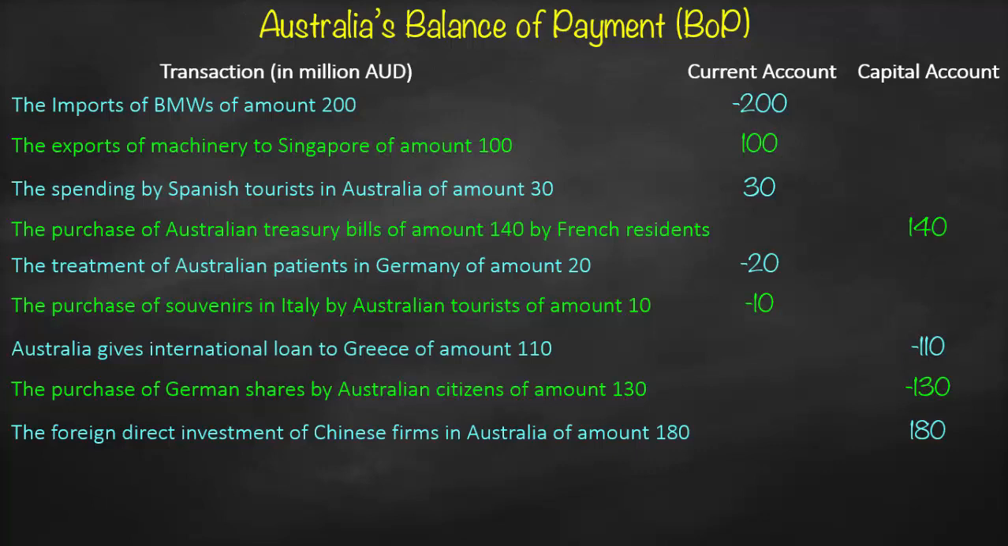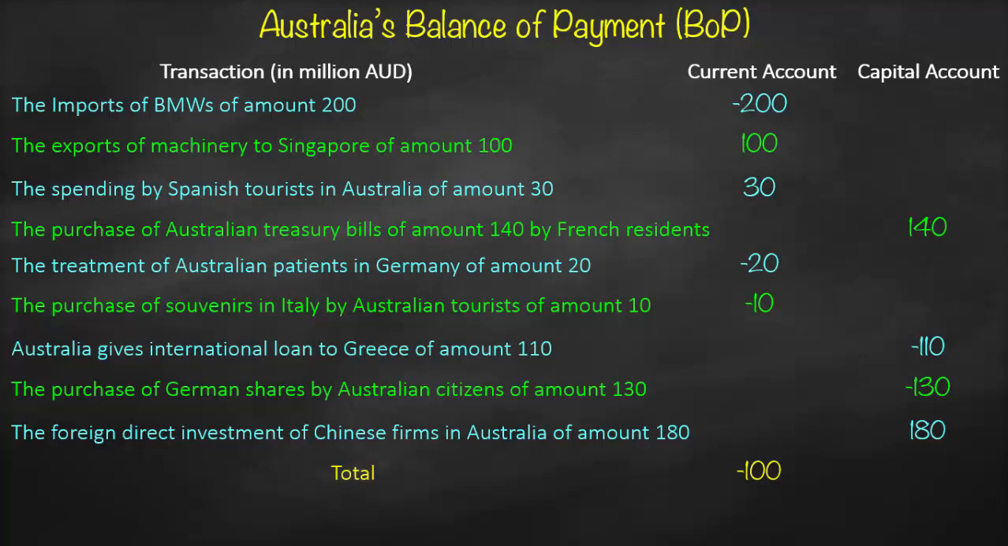So after we report all our transactions, we need to get our total, our net. Therefore, let's get the net or the total. For current account, let's get the summation. Negative 200 plus 100 plus 30 minus 20 minus 10. It will give us negative 100. So this means that we have a deficit, a current account deficit. Why? Because at the end, once we get the net effect, we have more cash outflow compared to the cash inflow under current account. And that's why it's negative, it's a deficit.